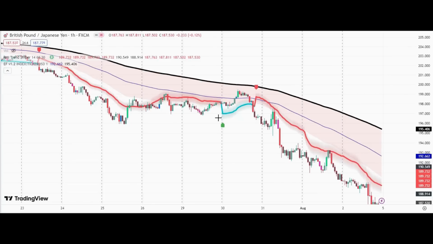So the RMI Trend Sniper will give you a signal: when the indicator changes from this light blue to red, you know that you have already moved from up to down. The blue gives you a buy signal, the red gives you a sell signal, as you can see on the chart.